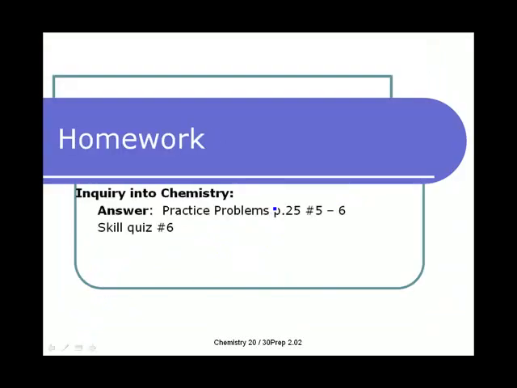So for homework, give questions 5 and 6 a try on page 95. And also try out skill quiz number 6. Skill quiz number 6 is all molar mass using your periodic table.